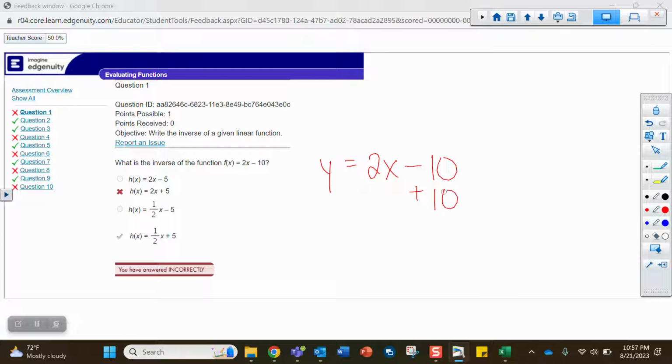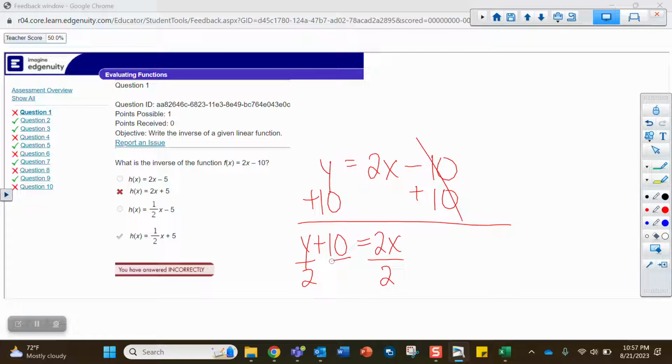We do that by adding 10 to both sides. So we get y plus 10 equals 2x, and then we're going to divide everything by 2. And then you can see this is where that 1/2 comes from. If I put a 1 in front of this y, it's a little easier to see: 1/2 y plus 5 equals x.